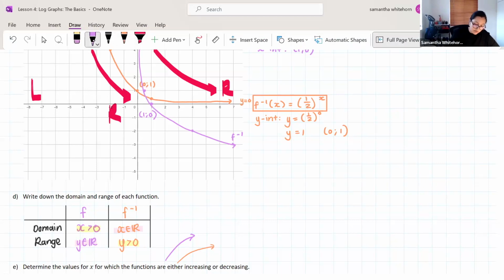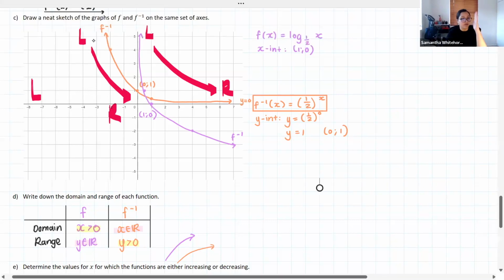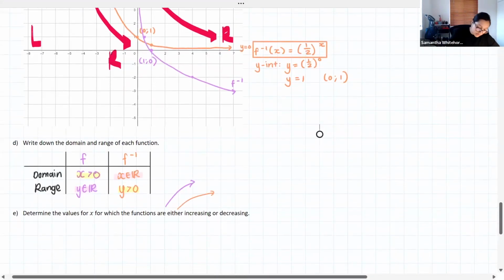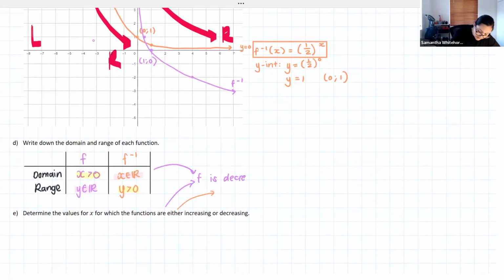So if I go to my original, it is decreasing from the y-axis all the way to positive infinity. So this actually links with the domain. So f is decreasing for all x values greater than 0.